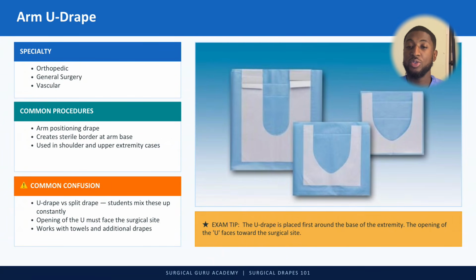Common confusion, U drape versus split drape. Students mix these up. The opening of the U must face the surgical site. Works with towels and additional drapes. And exam tip: the U drape is placed around the base of the extremity. The opening of the U faces toward the surgical site.